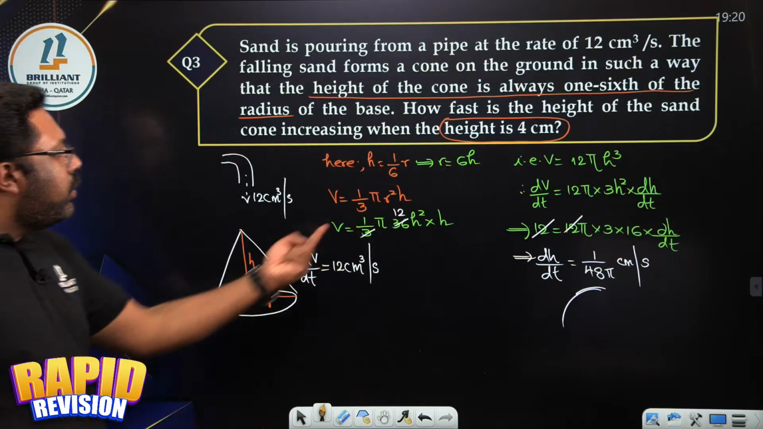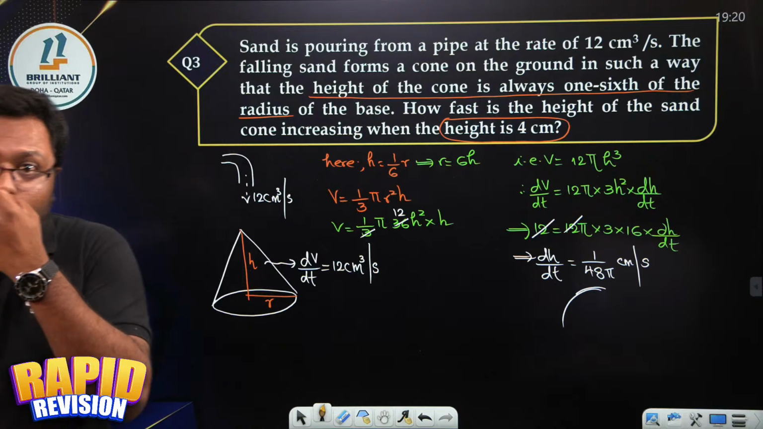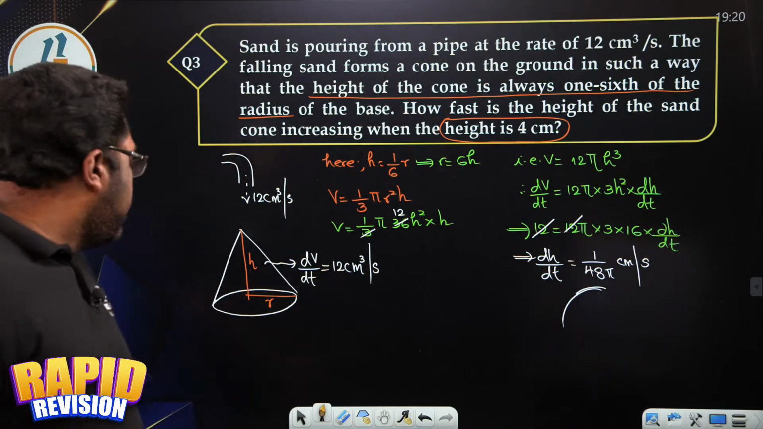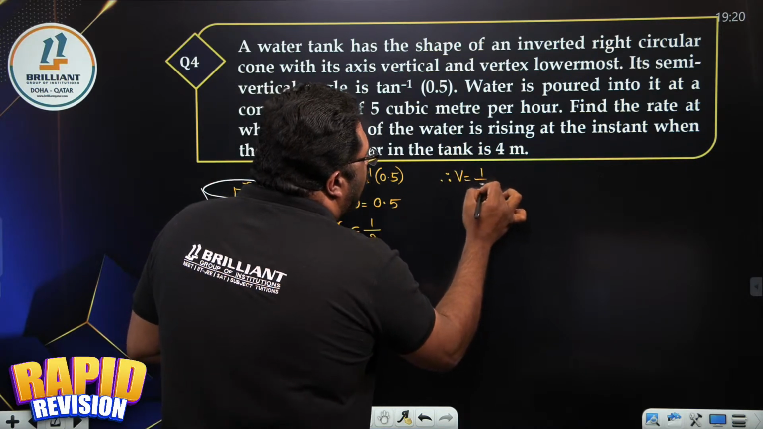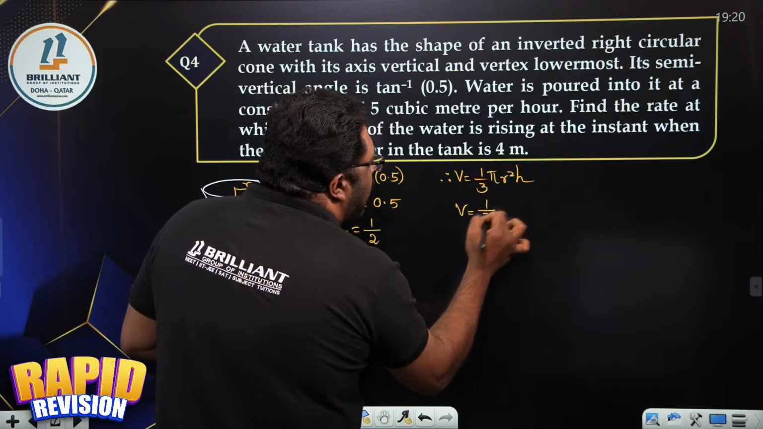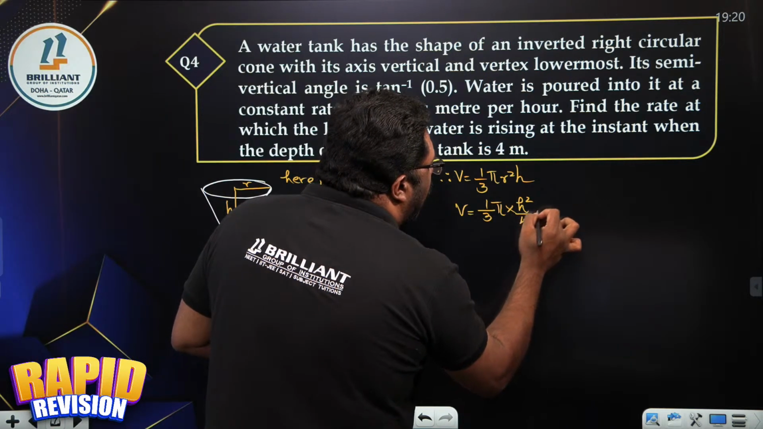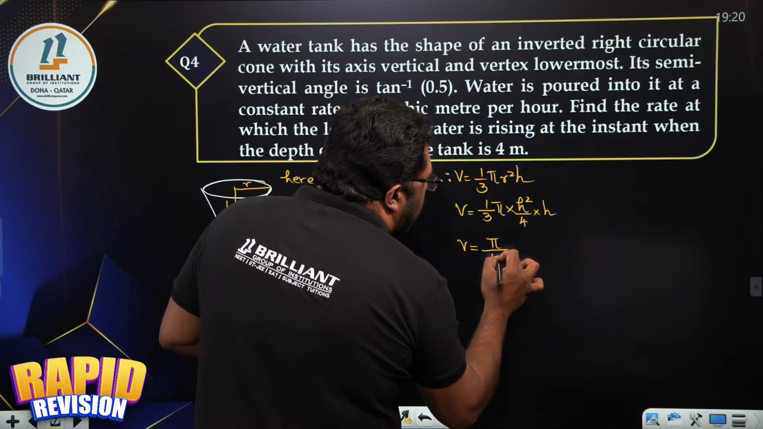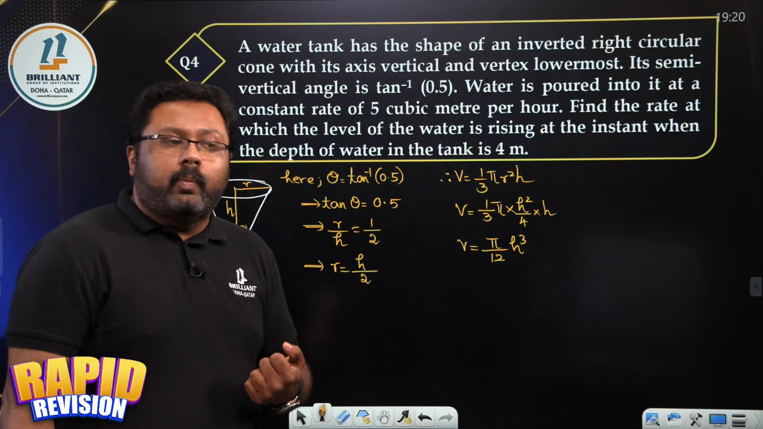Did I get a relationship between R and H? In the previous question also, we used a relationship between R and H. Why was that? Because I want my expression in terms of a single variable, not two variables. So here, what's my volume going to be then? Volume again 1 by 3 pi R squared H. Substitute R, my dears. R is going to be H squared by 4 into H. That is volume is pi by 12 H cubed. I got volume in terms of a single variable H.